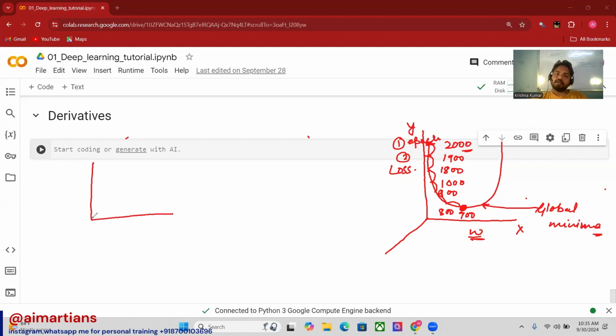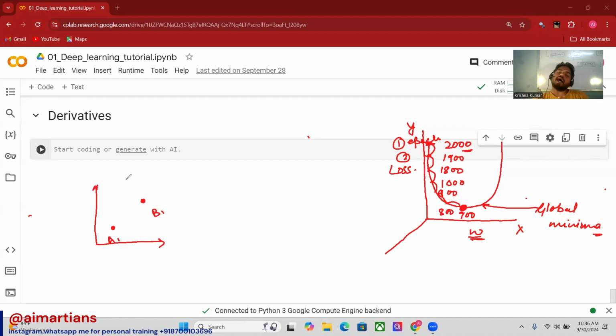Let's say I have a line, I have a graph, this is y and this is x. Let me create this once again. Let's say I have a graph, I have two data points, A1 and B.